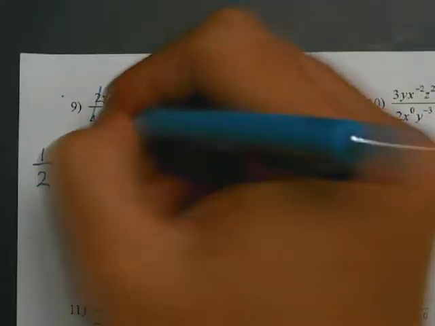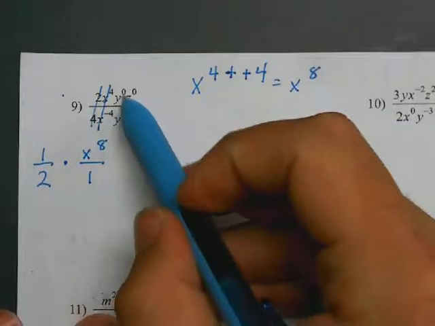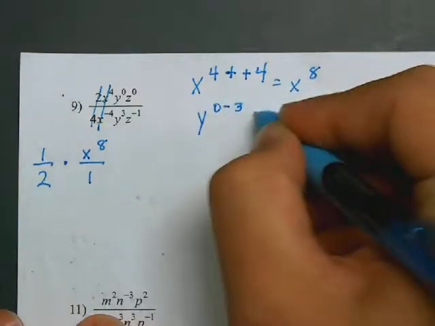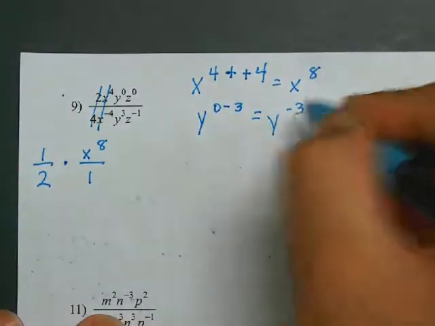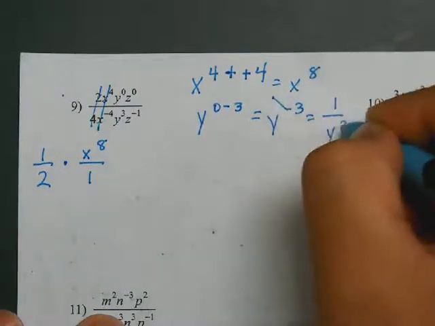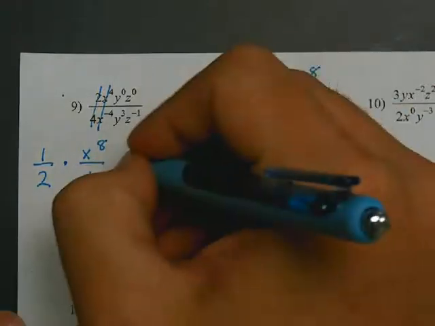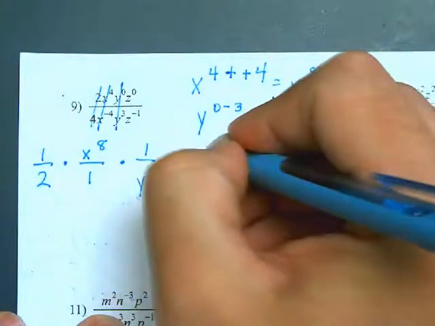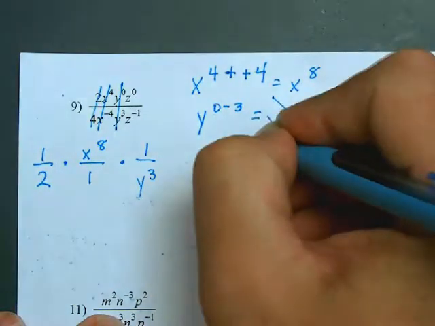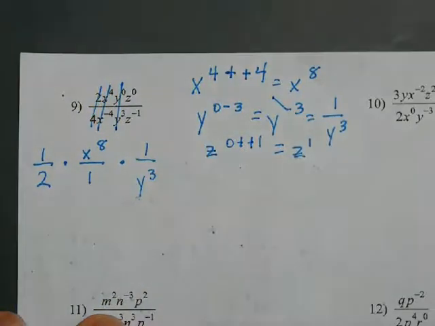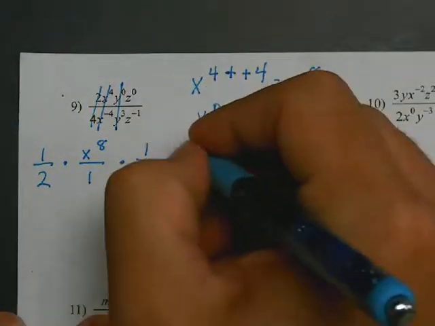Now I move on to my next ones. Y to the 0 over y cubed. That's y, 0 minus 3, which gives me y to the negative 3rd. I kick the negative out and write y cubed under 1. So then I bring this over, 1 over y cubed. That takes care of the y's. Now go to your z's. Z is 0 minus negative 1, which turns to a plus, which would just give me z to the 1st, or simply z. So times z over 1.